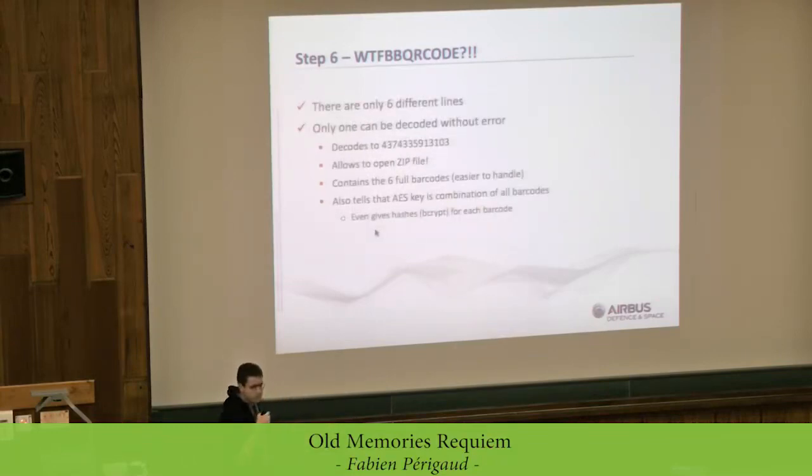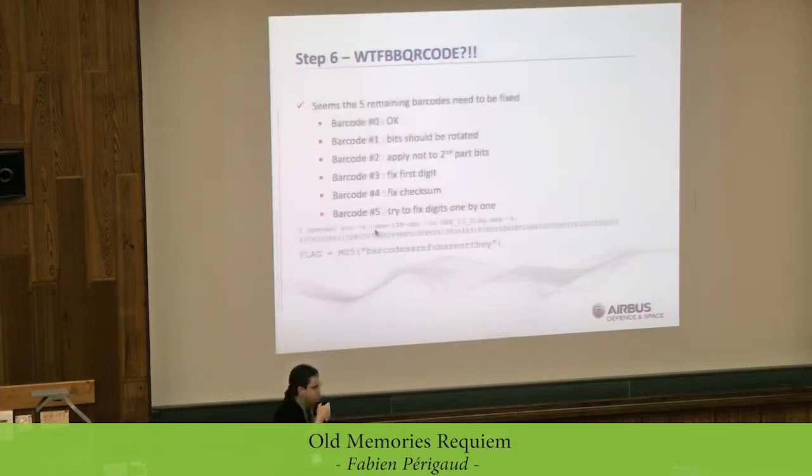But we still have a problem, which is that we can only decode the one barcode. All the other ones seem to be invalid. So we now have to somehow guess how to fix the barcodes to be able to decode them. And well, by trial and error, we finally find the modification to perform on each barcode to be able to decode them. So the first one was okay. For the second one, we have to perform a rotation of all the bits to have a correct barcode. For the third one, we have to apply a NOT on the bits of the second part.